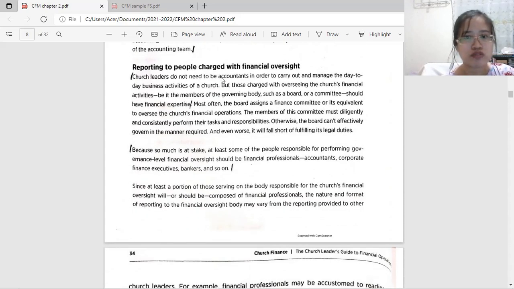Reporting to people charged with financial oversight. Internally, it would be the auditor or maybe the president. They have to ensure that the accounting department or finance department is doing their job properly. But for external purposes, the SEC would require audited financial statements, and these AFS must be conducted by an external auditor. So churches or organizations would have to engage the services of an external auditor.